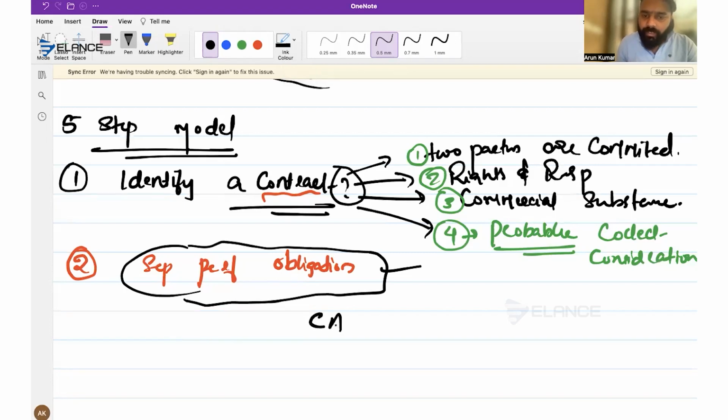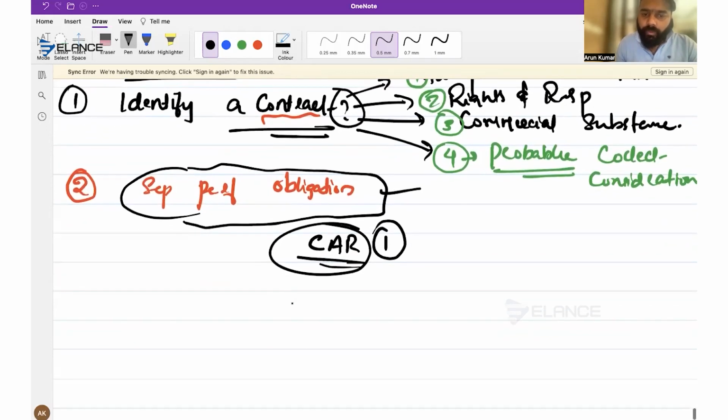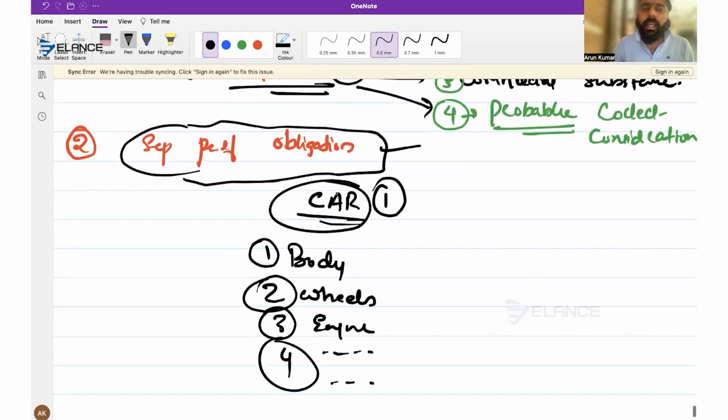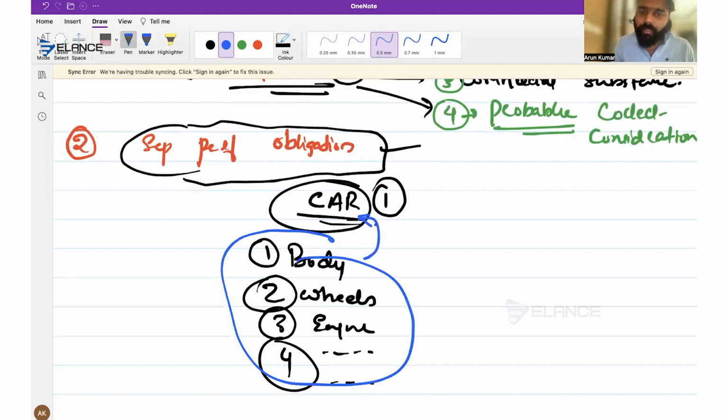No. I will consider the car as a single performance obligation, even though it includes the overall body, its wheels, and the engine. Do we consider them as separate performance obligations there? No, because I know that I promised the customer to deliver the car. So it is very important what is written in the contract. All these elements constitute together to become a useful car, so I will consider it as a single performance obligation.